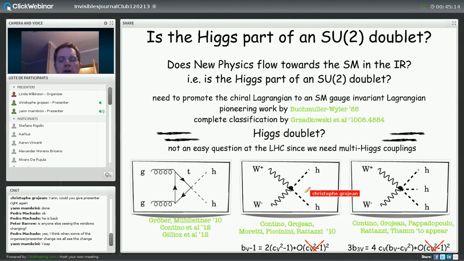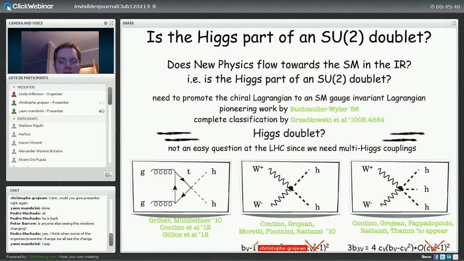So basically, double Higgs production by vector boson fusion. Here again, if the Higgs is part of a doublet, this quadratic interaction between two Higgs and two W is related to the linear interaction by this kind of relation. So this quadratic interaction is related to the square of the linear interaction. So it's again the prediction of the standard model.